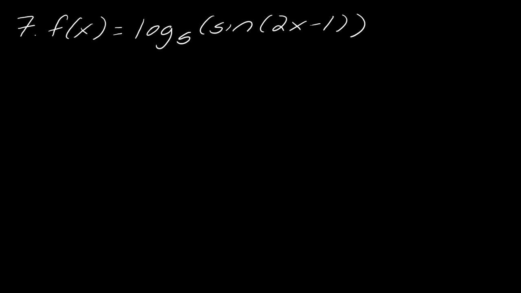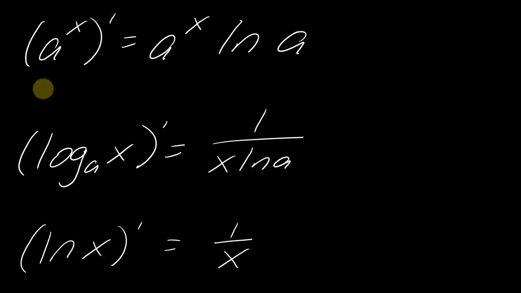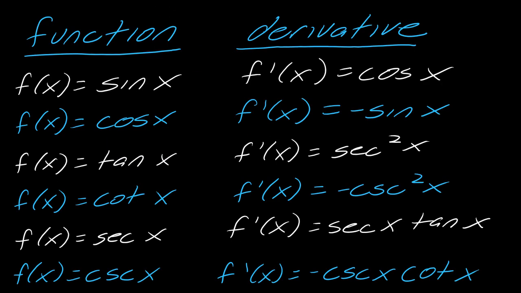Okay, so for 7, I do want to give a little reminder here. I've got log base 5 of sine of 2x minus 1. Just a really quick little cheat sheet here: we're going to need the structure of the derivative for log base 5 of x. And then just in case you need it, there's your list of trig derivatives. You can pause the video and write those down if you want.